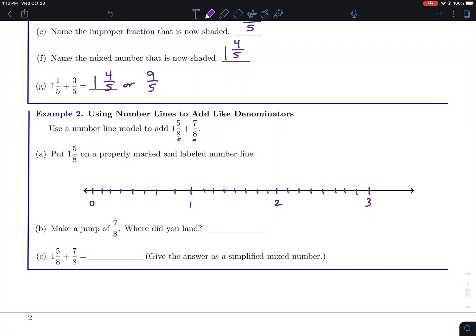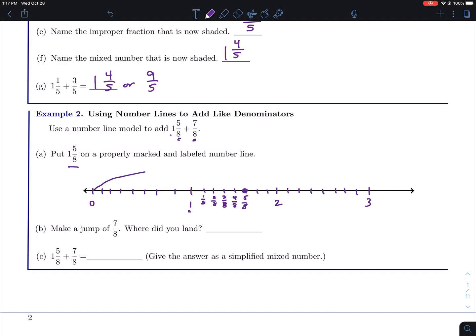And so the first thing we want to do is make our first jump by going from 0 up to 1 5/8 in this case. Our 1 tells us that we're going to start there, and then the 5/8 tells us we want to count over 5 tick marks from that 1. So we've got 1/8, 2/8, 3/8, 4/8, 5/8. This is where we want to land with our first jump.